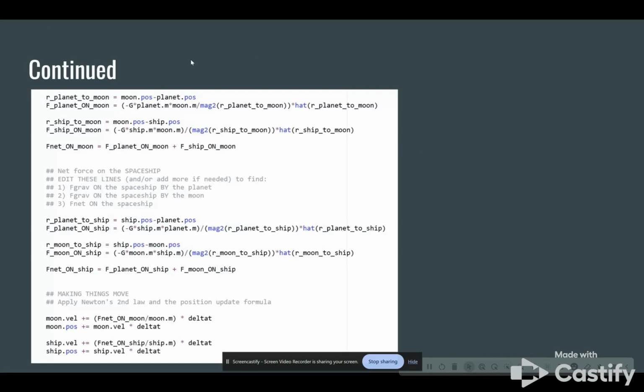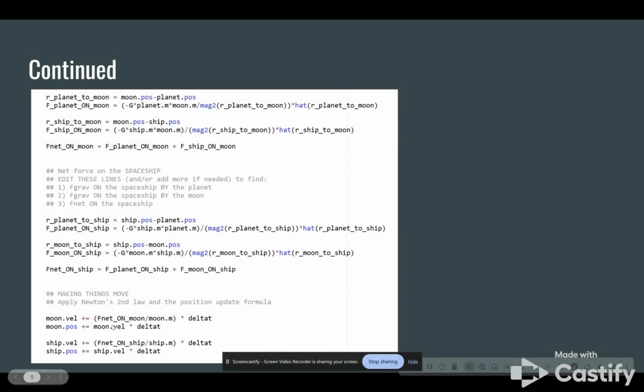So onto the code. To find the distance, we just do the moon's position minus the planet's position. And then for the force, it's just the universal gravitational constant. And then for the ship to the moon, we just do the moon minus the ship's position, same thing. And then to add the F net, we just add these two forces. Basically, we're just doing the same thing over here, but for the ship. So we're finding the planet on the ship and then the moon on the ship, and then just adding the forces.